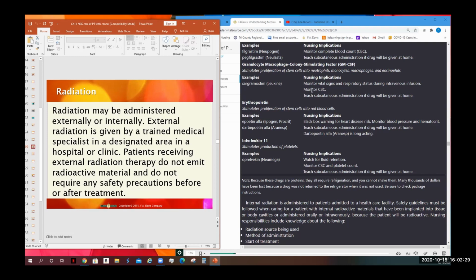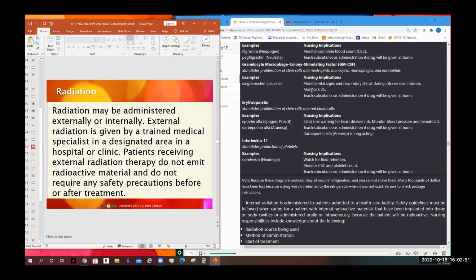Nursing implications: black box warning for heart disease risk. Monitor blood pressure and hematocrit. Teach subcutaneous administration if the drug will be given at home. And darbepoetin alpha, Aranesp, is long-acting.